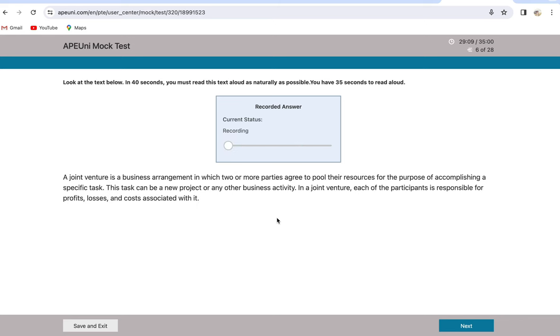A joint venture is a business arrangement in which two or more parties agree to pool their resources for the purpose of accomplishing a specific task. This task can be a new project or any other business activity. In a joint venture, each of the participants is responsible for profits, losses, and costs associated with it.